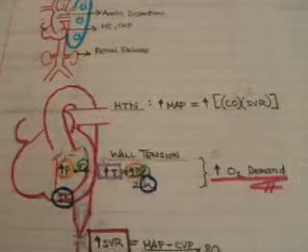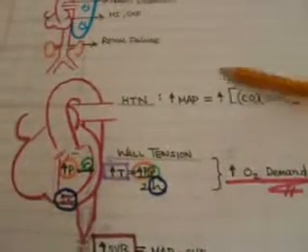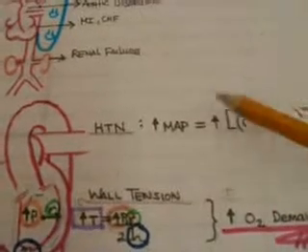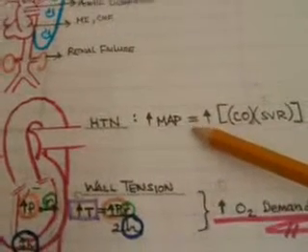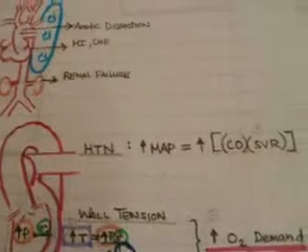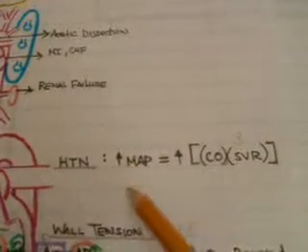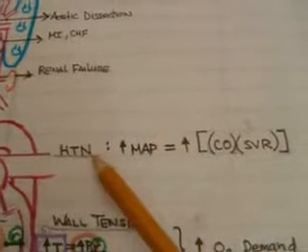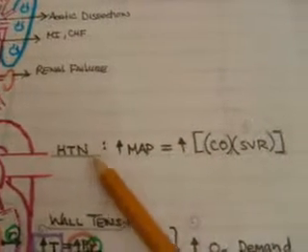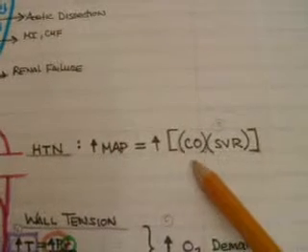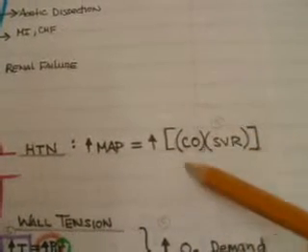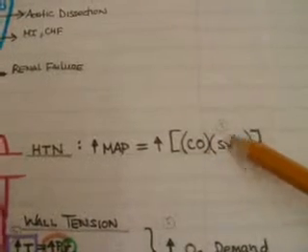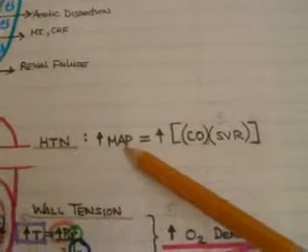Hypertension, by definition, is an increase in mean arterial pressure or an increase in systolic and diastolic pressure. For example, systolic greater than 140 and diastolic greater than 90. And an increase in mean arterial pressure, as we said, is hypertension. The components of mean arterial pressure are the cardiac output and the systemic vascular resistance. These multiplied together will give you the mean arterial pressure.